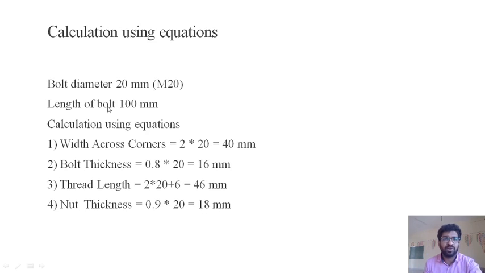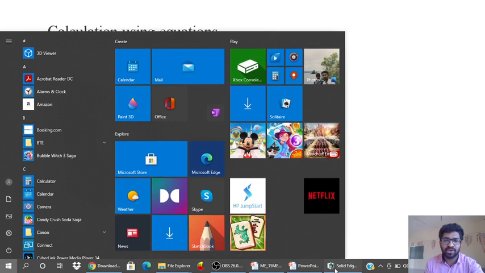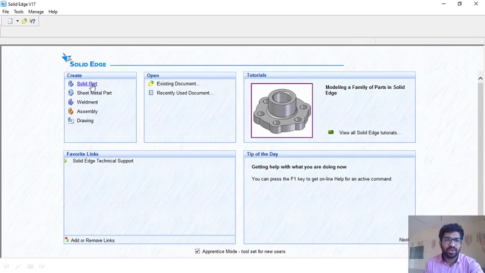So these are the calculations. So basically I am taking an example of bolt diameter as 20 mm. So length of the bolt is 100 mm. Using these two quantities we will calculate the width across corners, that will be 40 mm, bolt thickness 16 mm, thread length 46 mm, and nut thickness as 80 mm. So we will start with using Solid Edge and creating the hexagonal bolt.